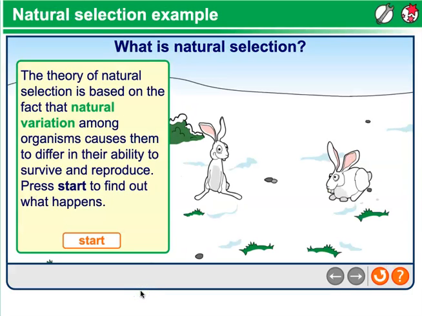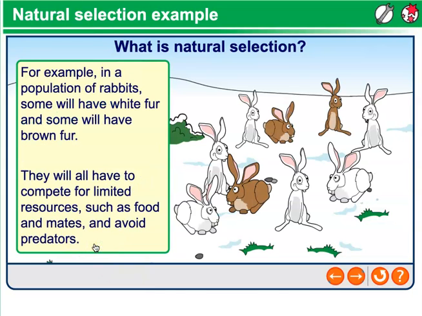So let's dig deeper into natural selection. The theory of natural selection is based on the fact that natural variation among organisms causes them to differ in their ability to survive and reproduce. For example, in a population of rabbits, some will have white fur and some will have brown fur. They will all have to compete for limited resources, such as food, mates, and to avoid predators.